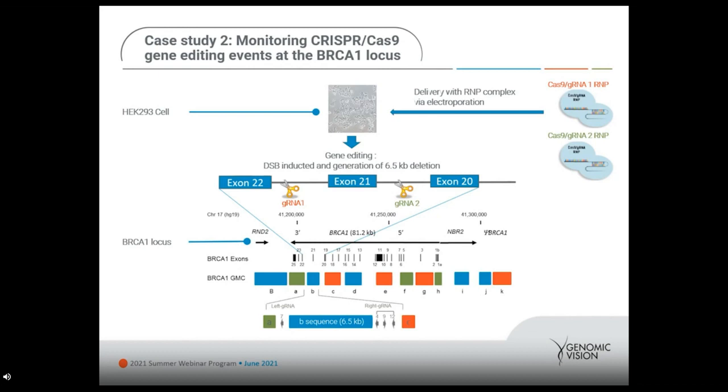I will present now the second case study where we monitored a CRISPR-Cas9 gene editing event at the BRCA1 locus. HEK293 cells were electroporated with an RNP complex to generate a 6.5 kb deletion. In this case, we also compared 3 guide RNA pairs, and the position of the left and right guide RNAs is depicted at the bottom of the slide.